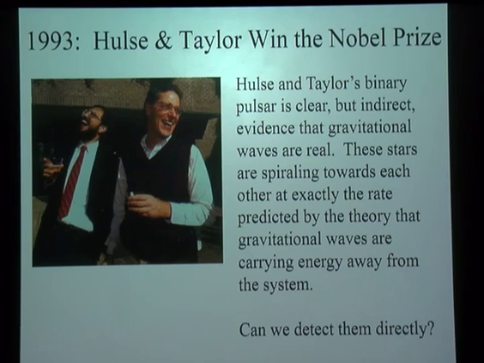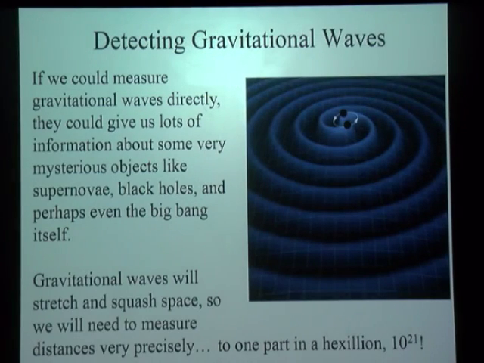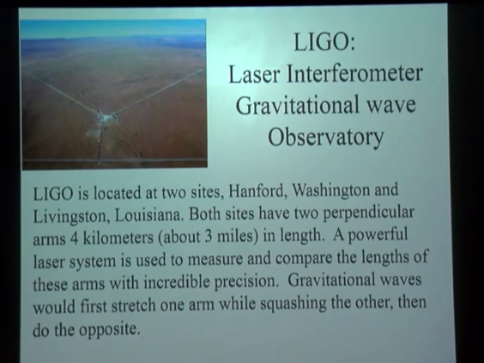And then the big question is, okay, now we have great indirect evidence that these gravity waves exist. Can we see a gravity wave itself directly? And that's the trick. In order to do this, well, what do gravity waves do? They stretch and squash space itself, so that the space between here and here will get smaller and bigger and smaller and bigger. And again, it's 1 part in a hexillion. Small stuff. So how do we do this?